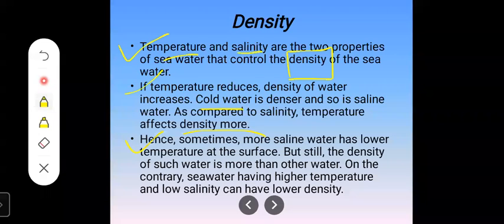Now in hot water, students, the density is low, but in cold water the density is high as it converts into ice. Only this you have to keep in your mind. In hot water the density is low, but in cold water the density is high. Why? Because it converts into ice. Then next.